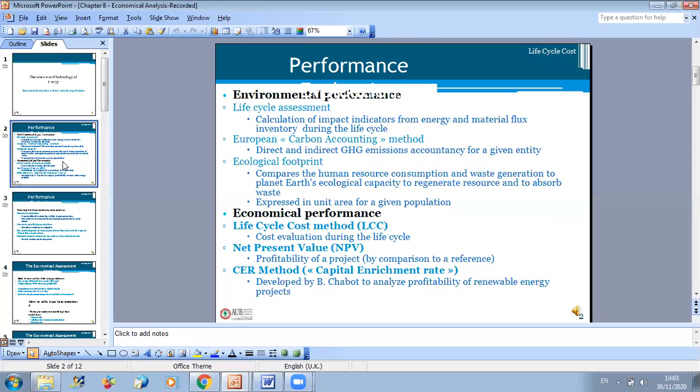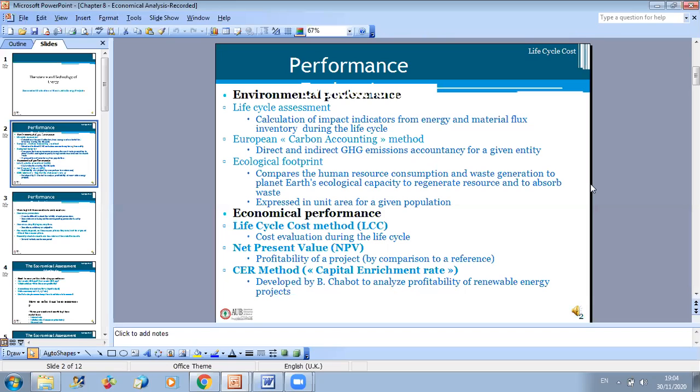To evaluate a project, we should look at several aspects. We should look at the environmental aspect and at the economical performance. So we have several tools to assess the performance of a project on the environmental level and on the economical level. For example, on the environmental level, we have what is called life cycle assessment, which consists of calculation of impact indicators from energy and material flux inventory during the life cycle.